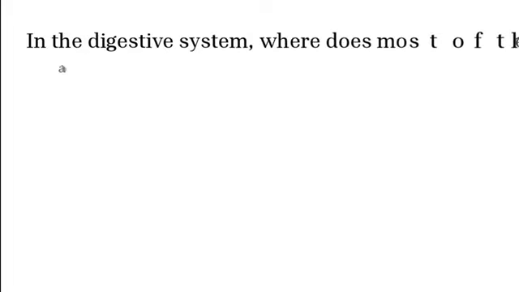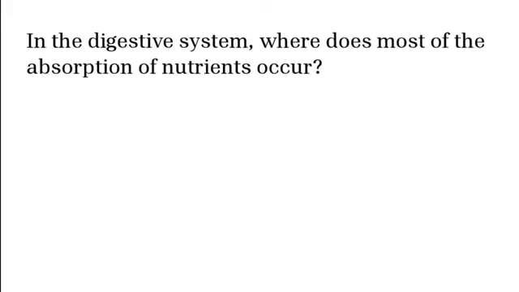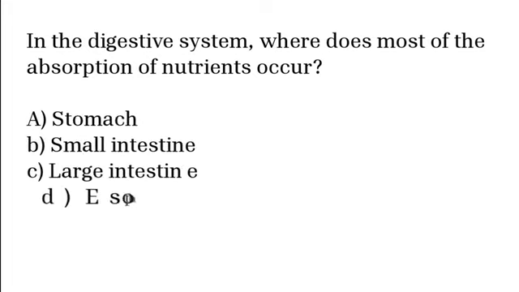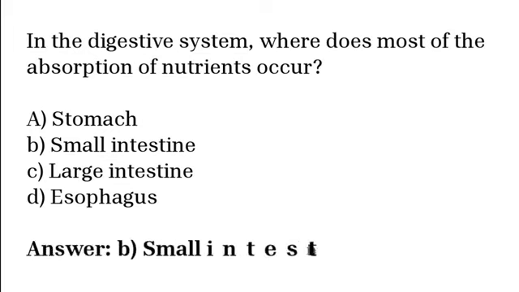In the digestive system, where does most of the absorption of nutrients occur? Stomach, small intestine, large intestine, esophagus. So the correct answer is option B. In the digestive system, most of the absorption of nutrients occurs in the small intestine.